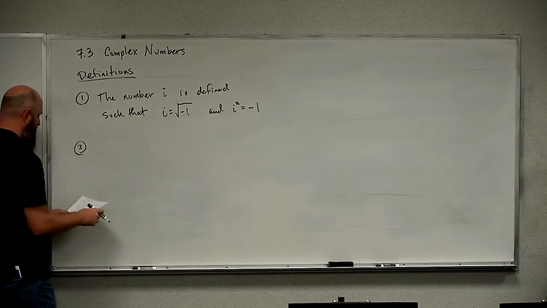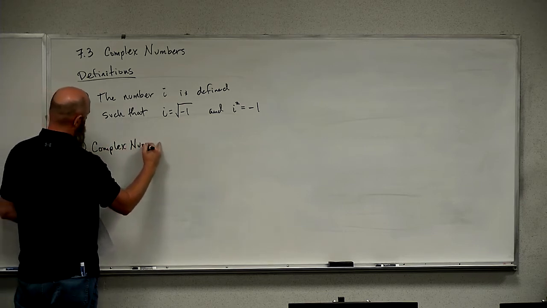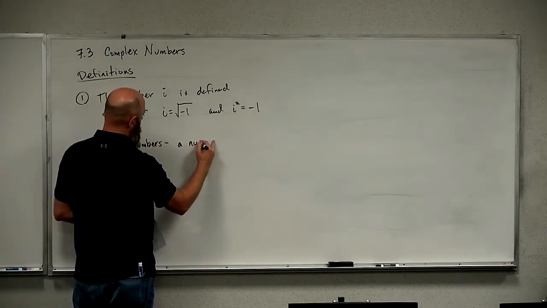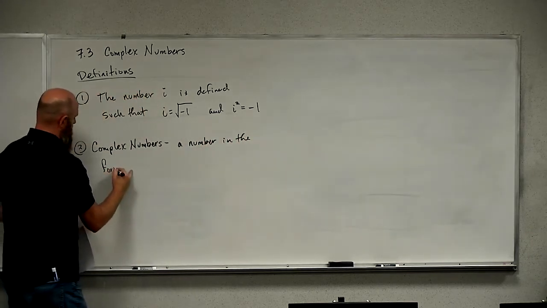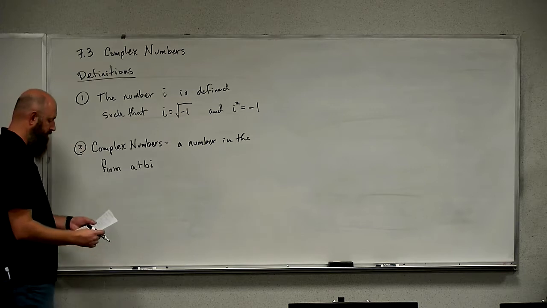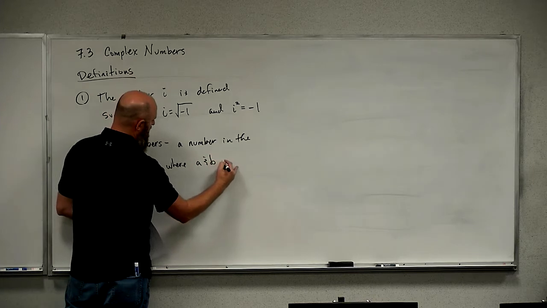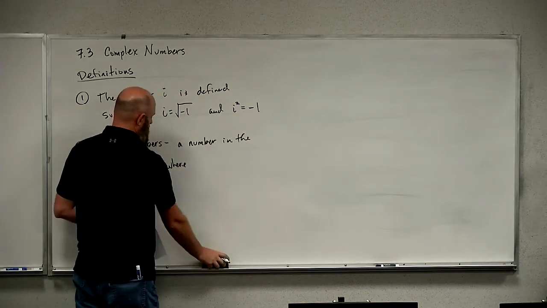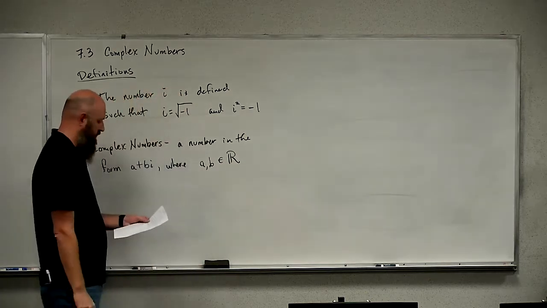All right, the second definition here is the actual complex numbers. This is a number in the form A plus BI, A plus BI, where A and B, I'm going to rewrite that. Sorry, didn't like the way I did that. So where A and B are elements of the real number system. Okay.